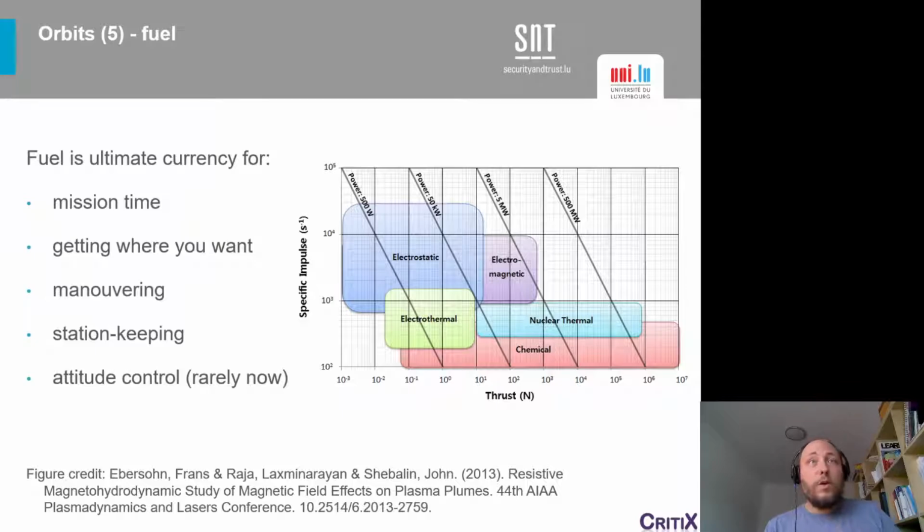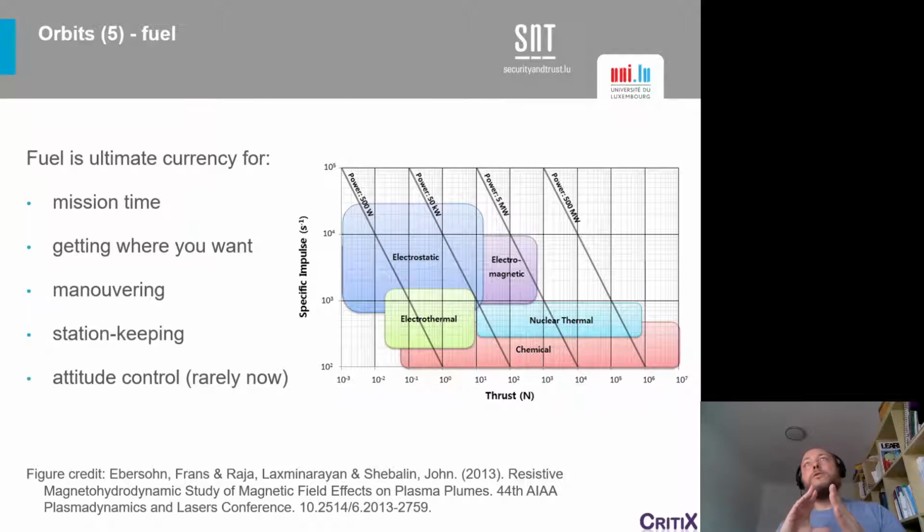So as I said, fuel is the ultimate currency for basically everything happening in terms of satellite system operation. It affects mission time. It affects where you are capable of getting off, which orbit or which celestial body. Maneuvering, if you need it, is very limited. When you are on a certain orbital inclination, changing this inclination takes so much power that it's almost impossible to do.